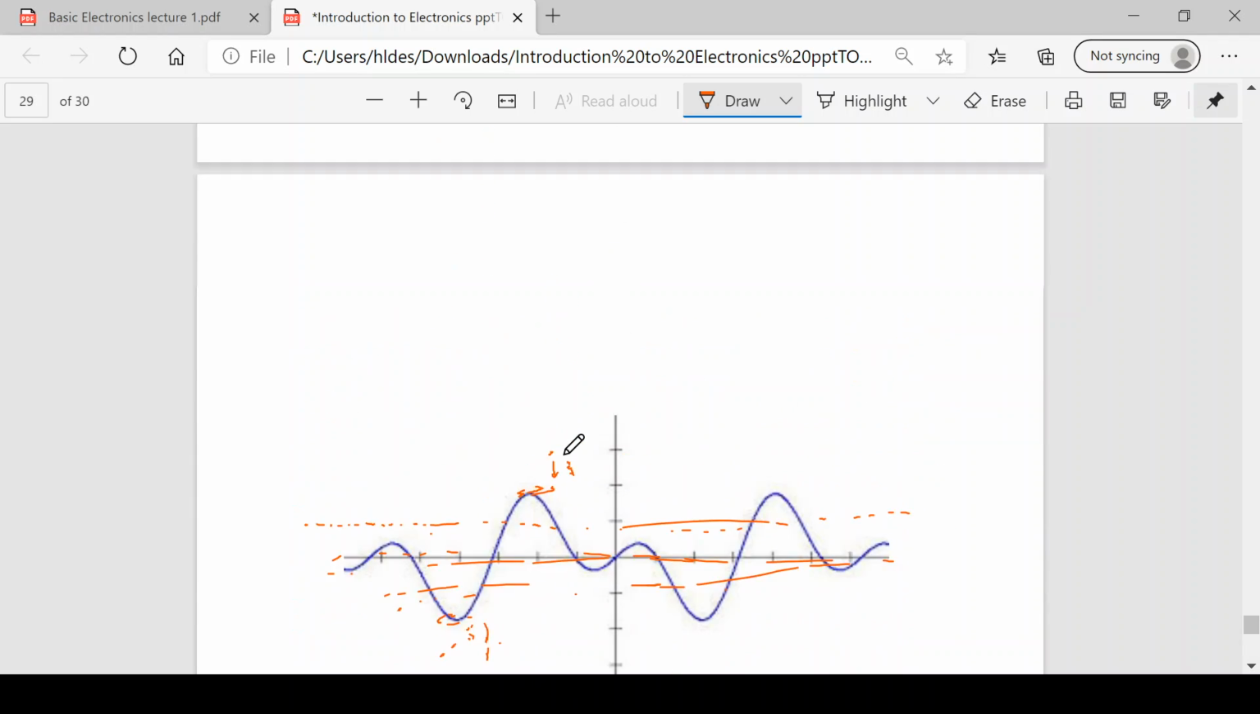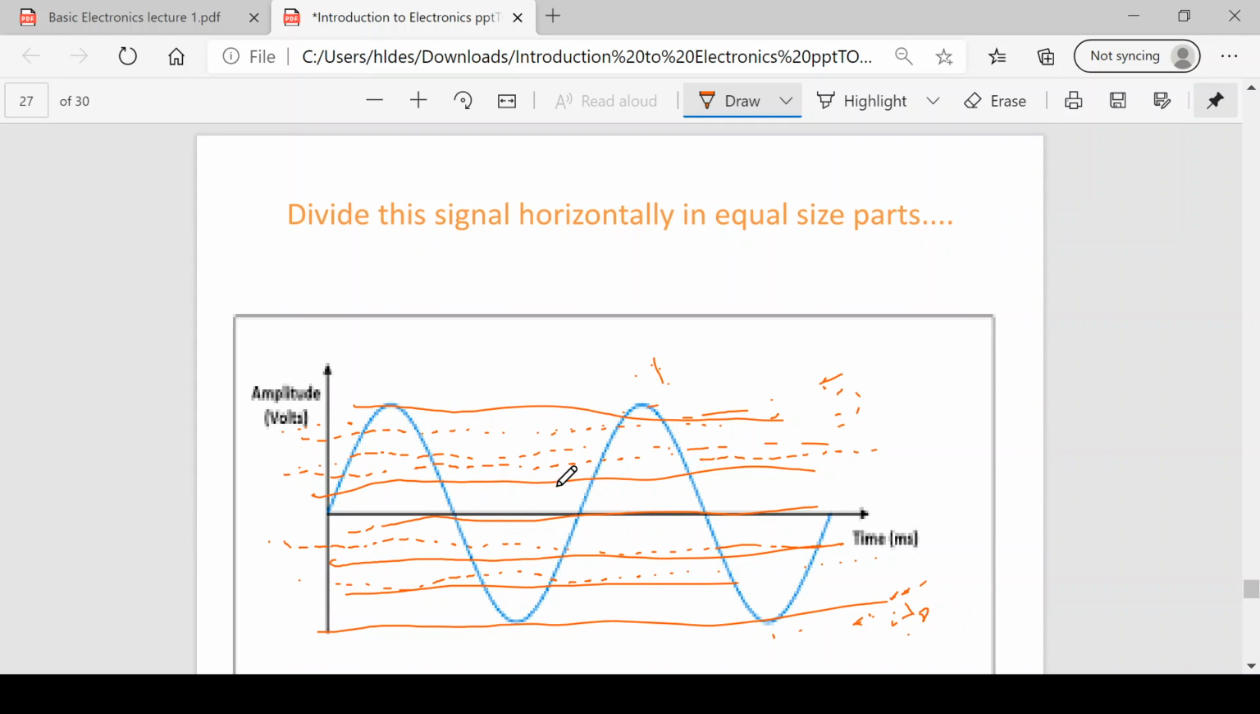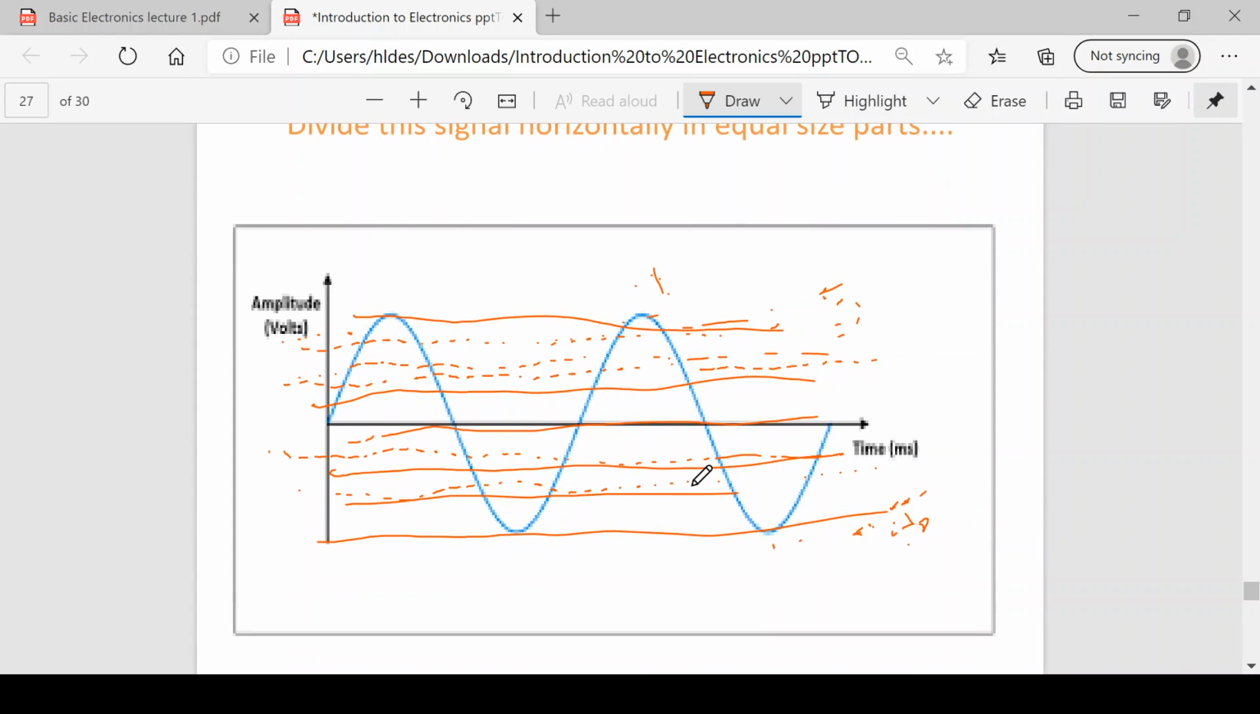So let's go back to the first signal again, which is a periodic sine wave. What did I tell you? You have to cut this sine wave horizontally. Amplitude of sine wave is finite, you can measure it, but the levels of amplitudes are infinite.